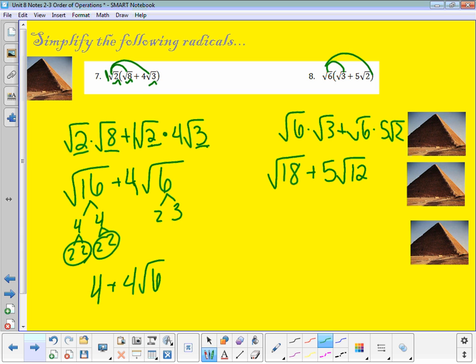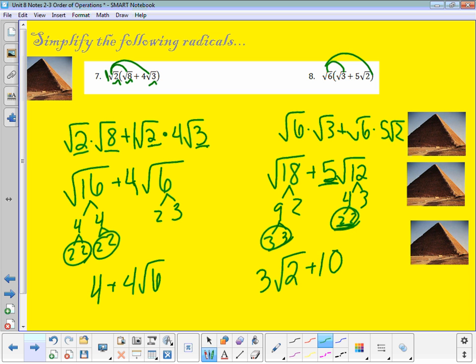So now we just want to simplify the radicals that we have left over. 9 times 2, 3 times 3. So we're going to take out a pair of 3's there, and we're left with 3 radical 2. This is going to be 4 and 3, 2 and 2, so I'm going to take out a pair of 2's. Now don't forget to multiply that 2 by that 5, and that's what gives me 10 square root of 3.